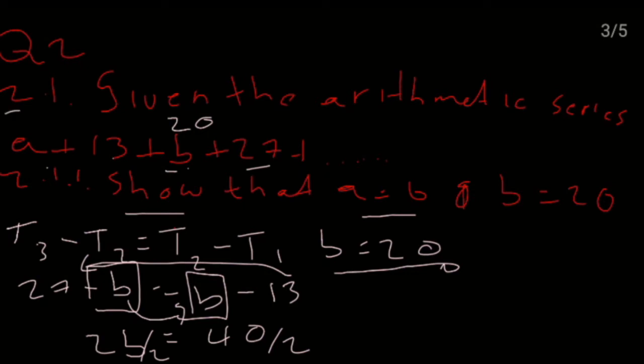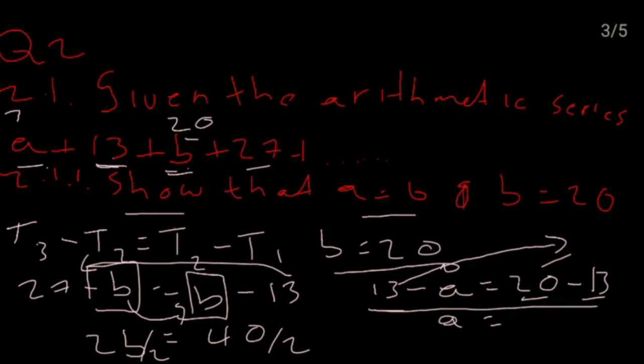Now we need to find what A is, right? Again, we say 13 minus A, T2 minus T1 equals T3 minus T2, which is, now remember we found our value for B, which is 20, so we can simply say 20 minus 13.